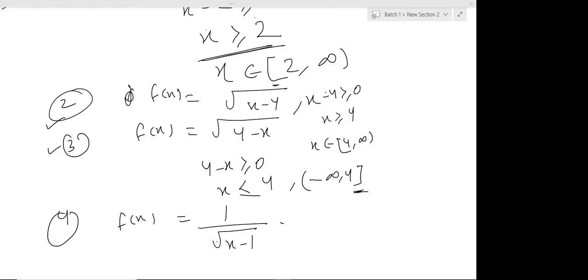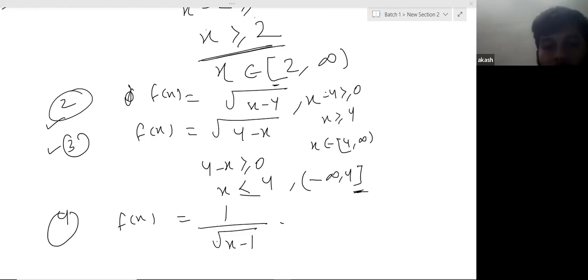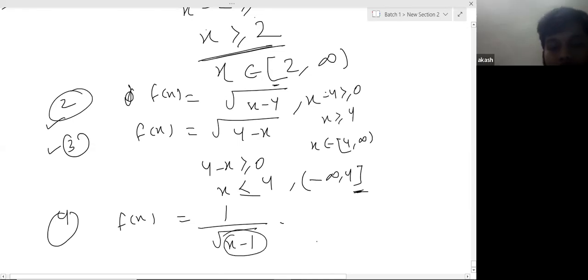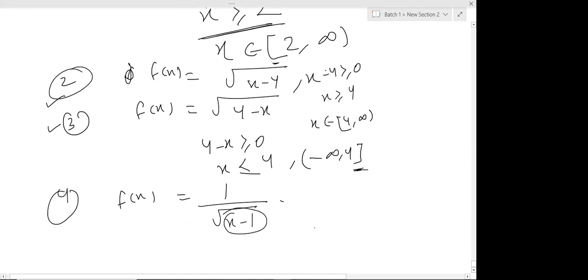Sir, over here, should we equate the denominator as 0? No, see, I told you the denominator cannot be 0. So this is the two functions combined. You have to check for the denominator also and the under root also. So this can only be positive, cannot even be 0.